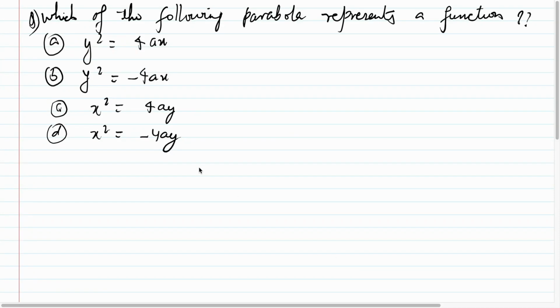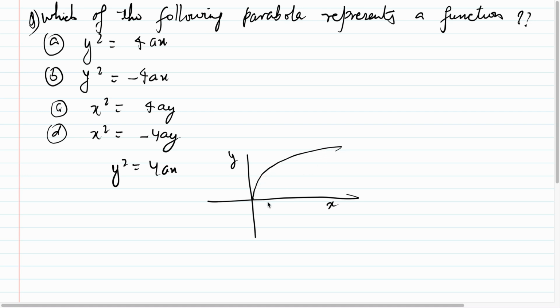So we have to see which parabola represents a function and which do not. Let us start by drawing the curves for the given parabola. Let us start with y square equals to 4ax. It is drawn as below. This is your y, this is your x. The parabola is drawn like this.